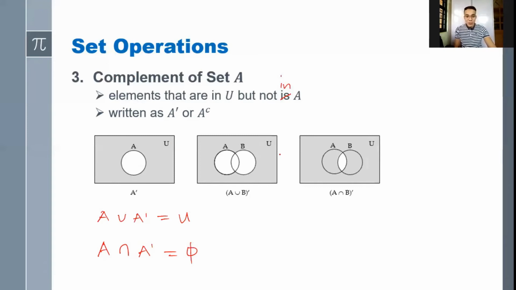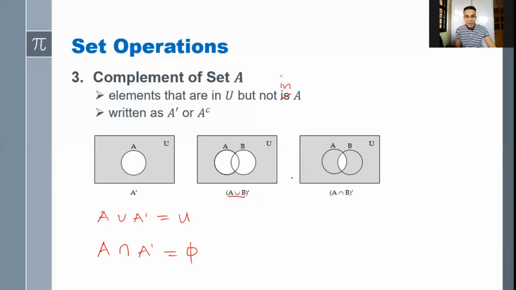Let's have the other two examples, the second figure first. We have here A, the white region is the combination of A and B. So we write here A union B, but we're shading the region outside A union B. So we say A union B complement.